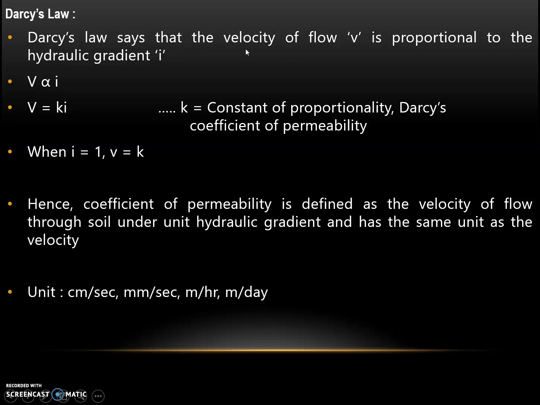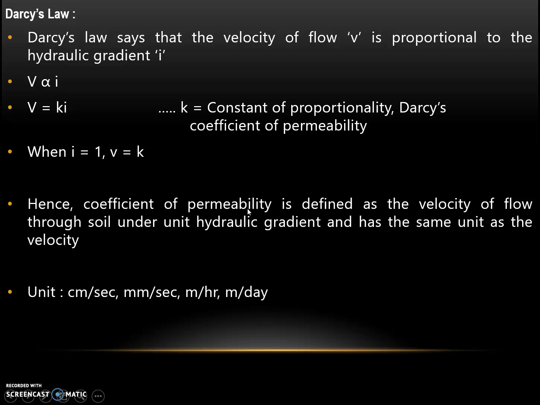Darcy's law says that the velocity of flow V is proportional to the hydraulic gradient I. So V is directly proportional to I. So when we remove this proportionality sign, we get a constant, that is K. So V will be equal to K into I, where K is constant of proportionality, or it is also known as Darcy's coefficient of permeability. When I is equal to 1, V will be equal to K.